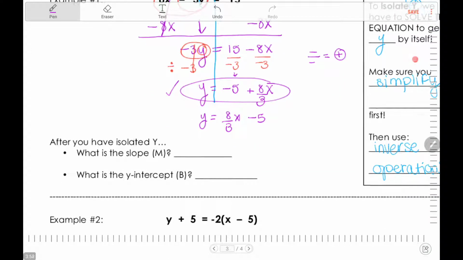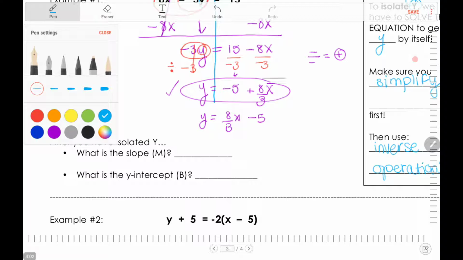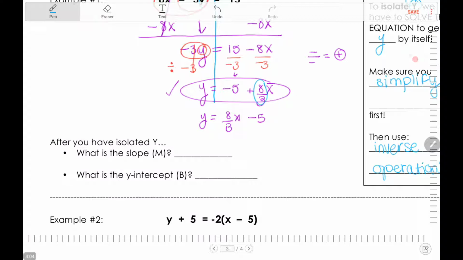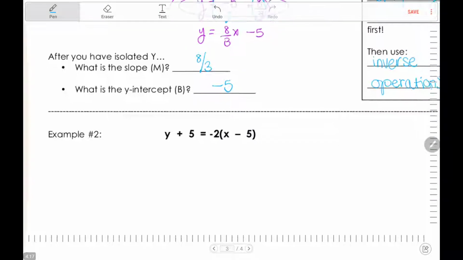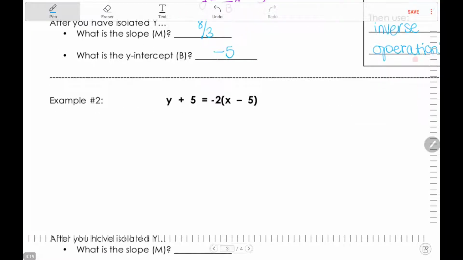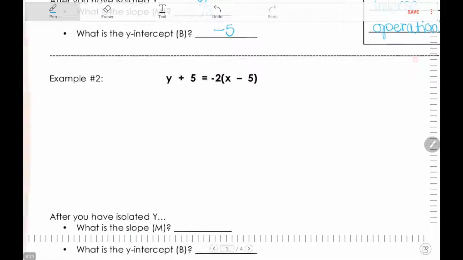And now we can go ahead and identify the slope and y-intercept. The slope, like we mentioned in the last video, is the one next to the variable. So that is the 8/3. And our y-intercept is the one by itself, and that's the -5. Okay? All right. Let's take a look at example number 2.